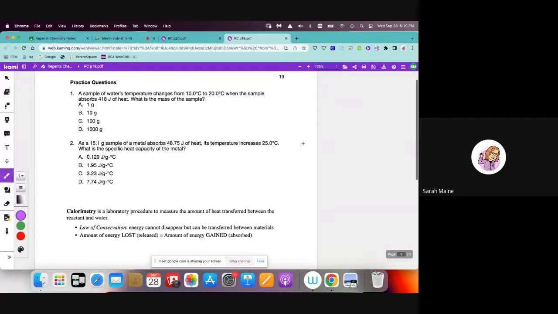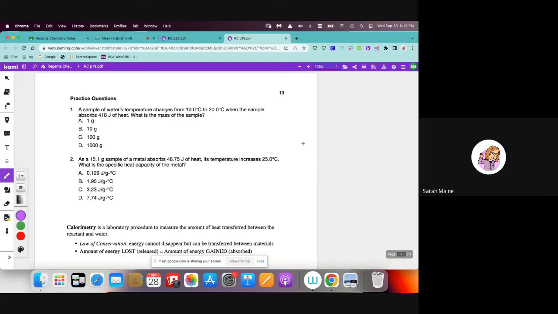So we are taking a look at notebook page 19 and then notebook page 20. Looking at how to solve the first two practice questions here. As I've done solving questions in the classroom, I like to annotate.